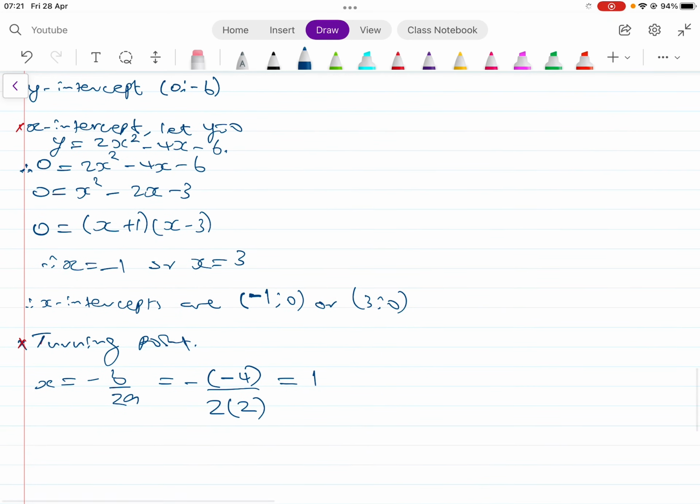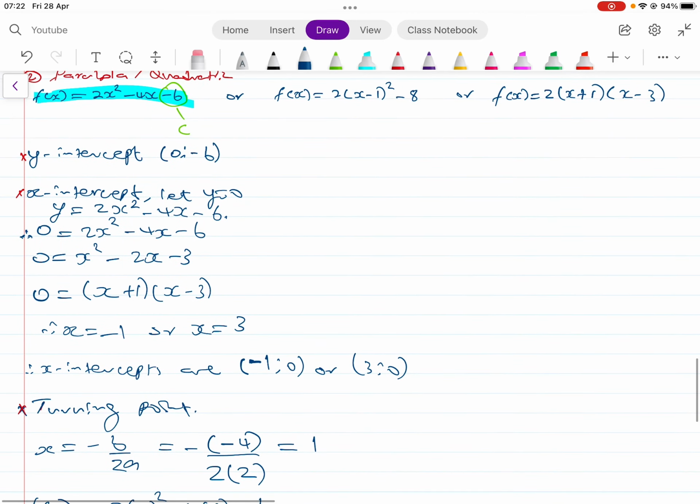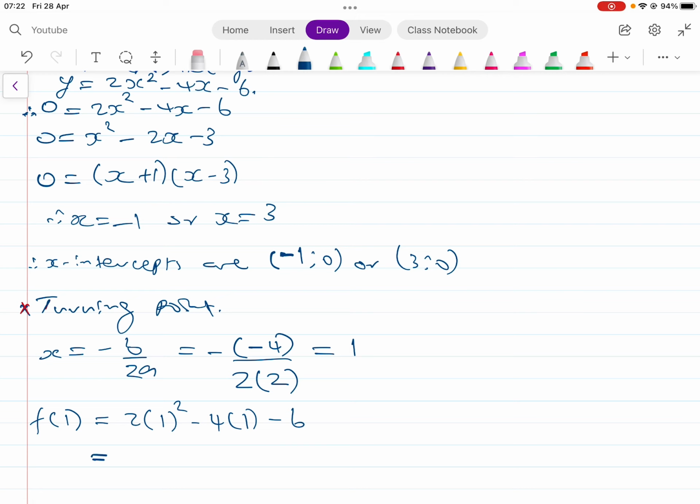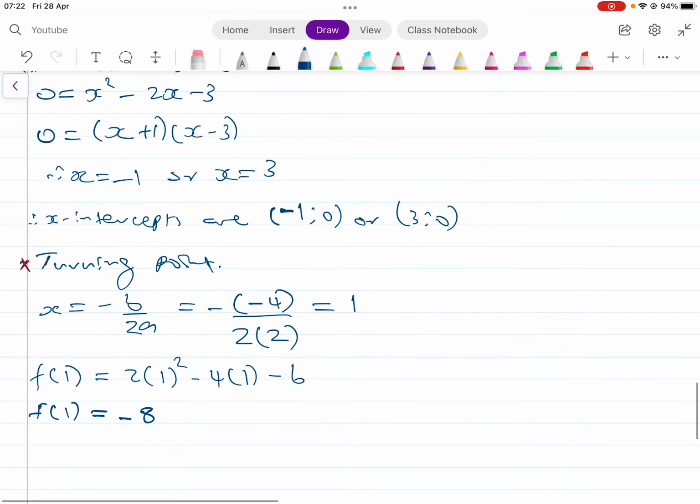So the corresponding y value of this x value is f of 1. F of 1 is 2 times 1 squared minus 4 times 1 minus 6. We just substitute this x value of 1 into this given equation. Okay, and then you just manipulate that, you'll get your -8 as the f of 1. That's the y value that corresponds to x being 1. Okay, therefore, the turning point is that point. I was supposed to put this t here. Turning point is 1 and -8.